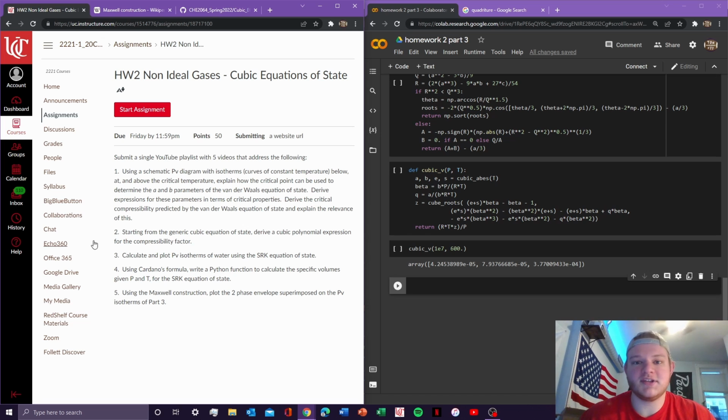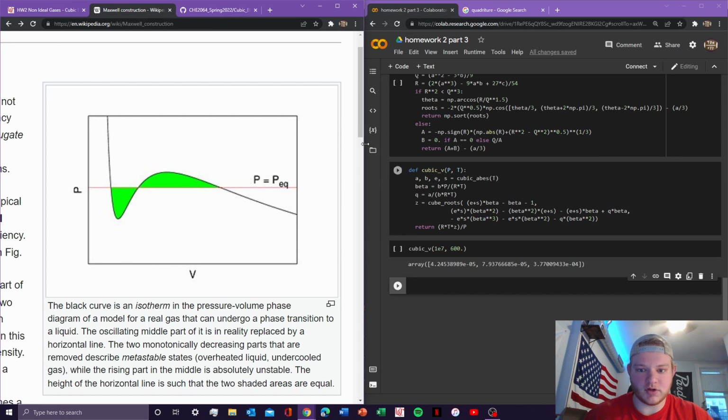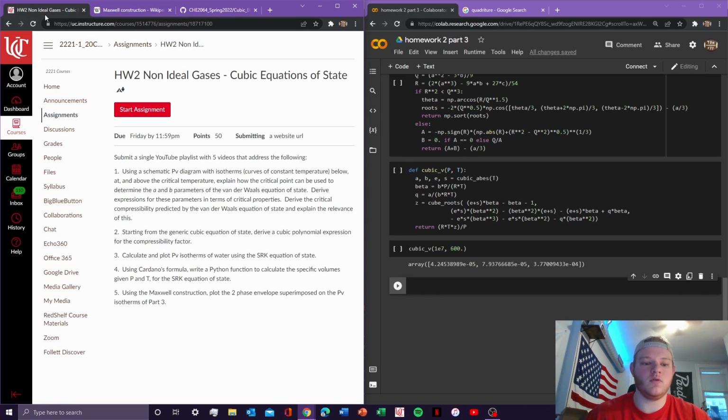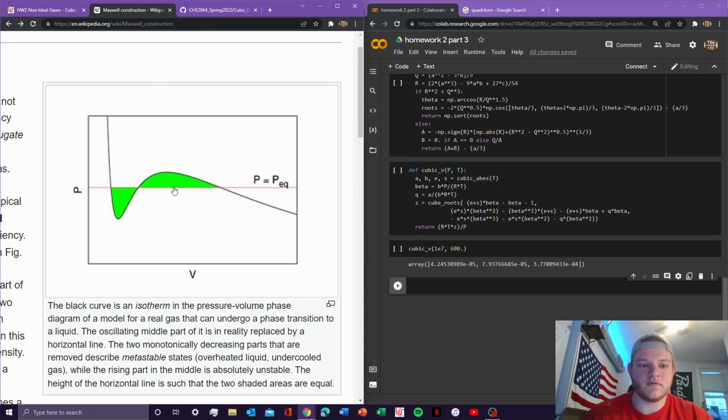Hello, it is February 17th, and today we'll be doing part 5 of homework 2. We're going to be looking at the Maxwell construction and how we can use that to plot the two-phase envelope. So first of all, let's look at the Maxwell construction.